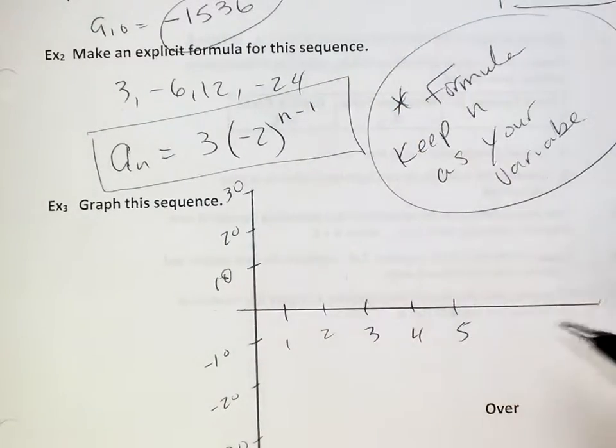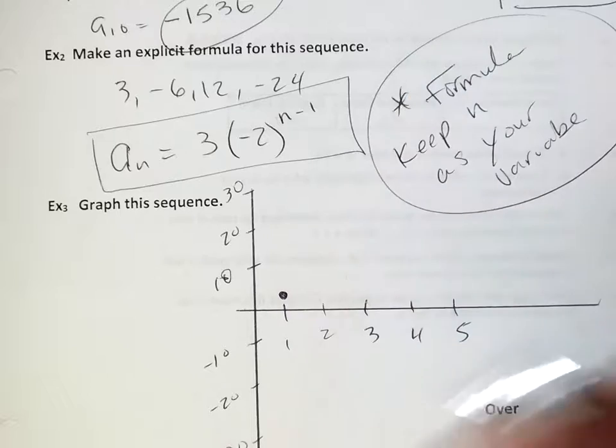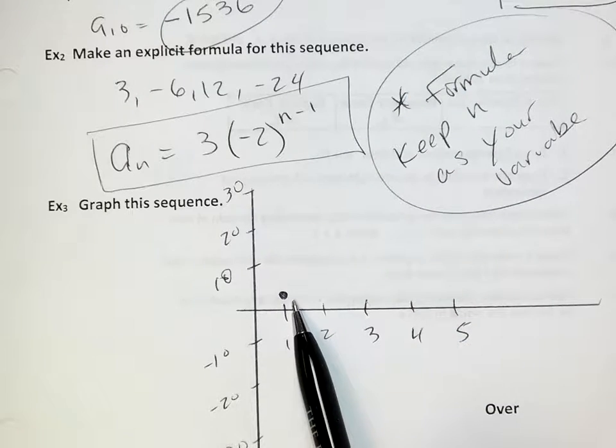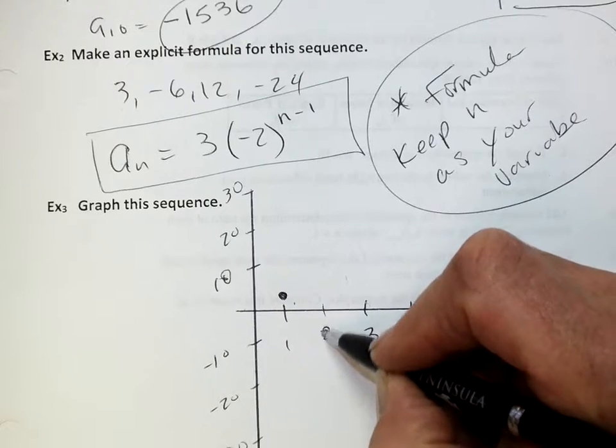And my first term is 3, so I'll put a dot about there. I'll guesstimate 3, okay? First term is 3. My second term is negative 6, so I'll guesstimate negative 6 is about there.